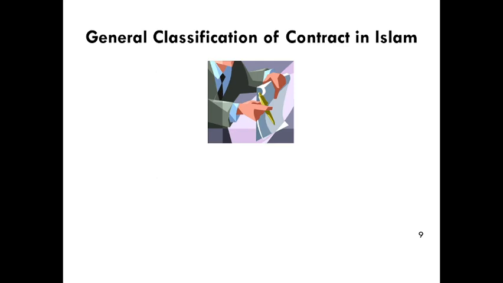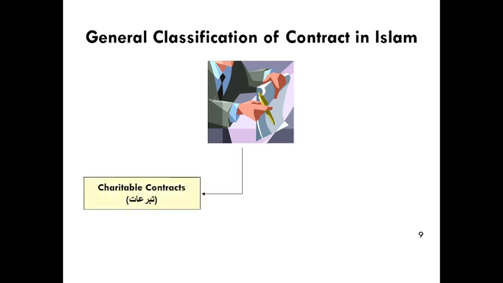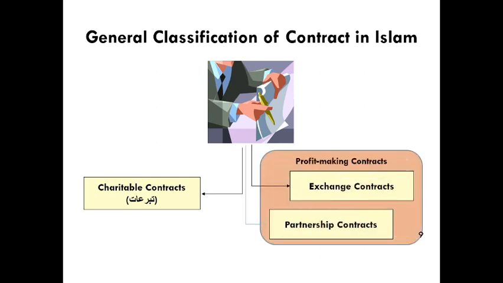So in this session, we are going to discuss the general classification of contracts in Islam. As you can see, there are at least three general classifications of contracts in Islam. So the first is the charitable contracts, or aqdun tabarru'at.